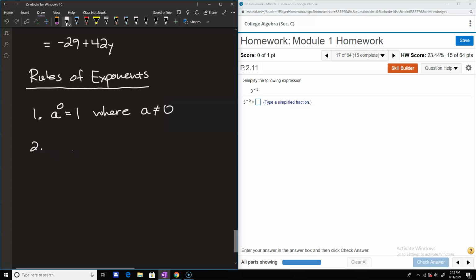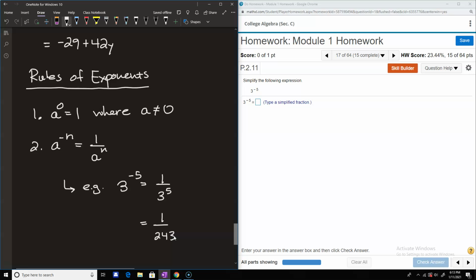The second one we have, if we have a to the negative n, this is the same thing as 1 divided by a to the n. So in the example above we have 3 to the negative 5. To evaluate that, that has nothing to do with the sign of the number, but instead it's saying this is the same as 1 divided by 3 to the 5th. And we know that 3 to the 5th, what is that going to be? That's going to be 243. So this should be 1 divided by 243.